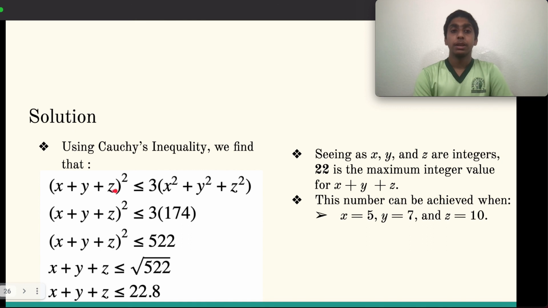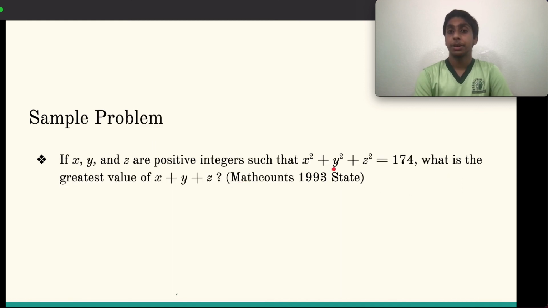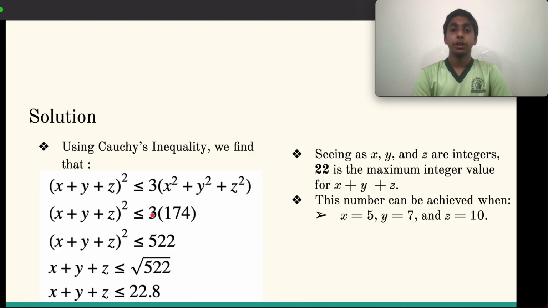x plus y plus z whole squared is less than or equal to 3 times x squared plus y squared plus z squared. And remember, they gave us x squared plus y squared plus z squared. So we already know one of the sides of the inequality. So this is going to be 3 times 174, which is 522. So here's what we basically have now: x plus y plus z whole squared is going to be less than or equal to 522.